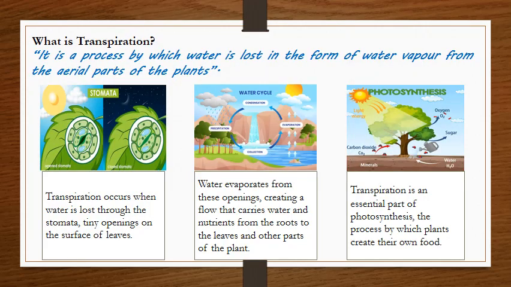What is transpiration? It is a process by which water is lost in the form of water vapor from the aerial parts of the plants. Transpiration occurs when water is lost through the stomata, tiny openings on the surface of leaves. Water evaporates from these openings, creating a flow that carries water and nutrients from the roots to the leaves and other parts of the plant. Transpiration is an essential part of photosynthesis, the process by which plants create their own food.